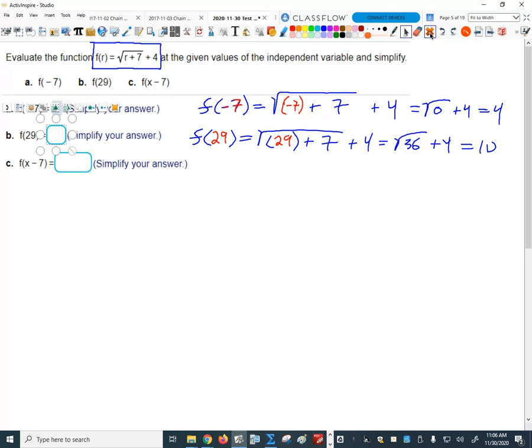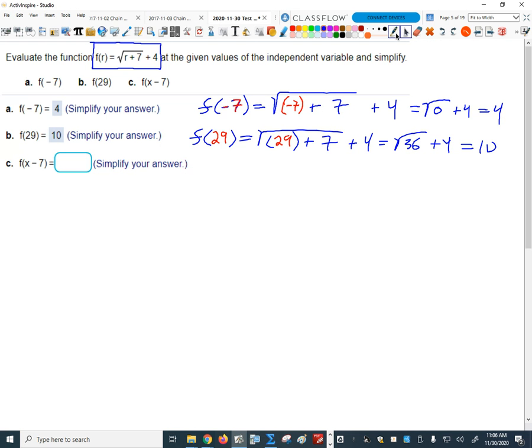Okay, no biggie. Okay, part C is a little tougher. Part C is just a little bit tougher. Gabe, talk me through part C, f of the quantity x minus 7. Now, it's not that much harder, but it's got a variable in it. So it's going to look a little different. So what do I do? Plug it in. Exactly. I'm still just plugging it in.